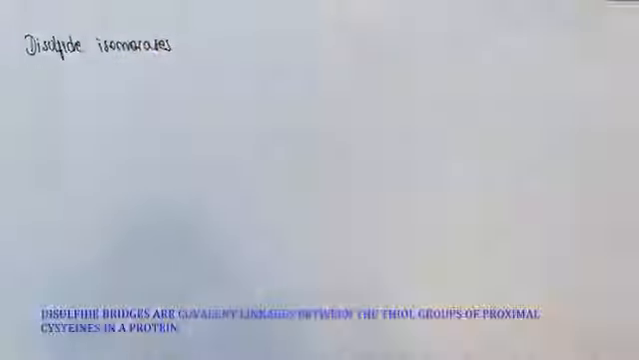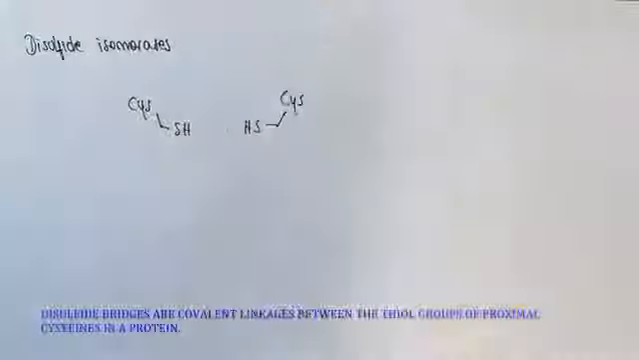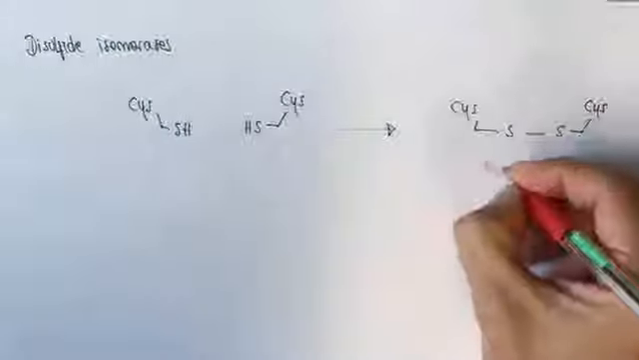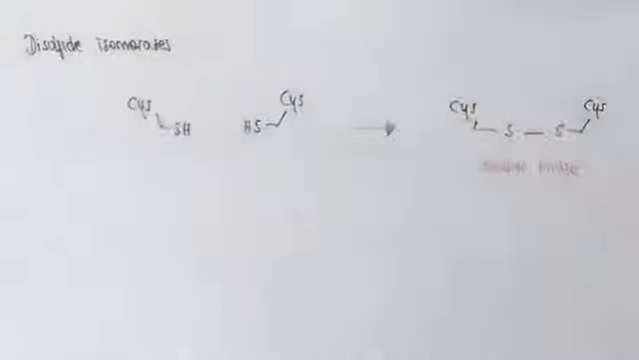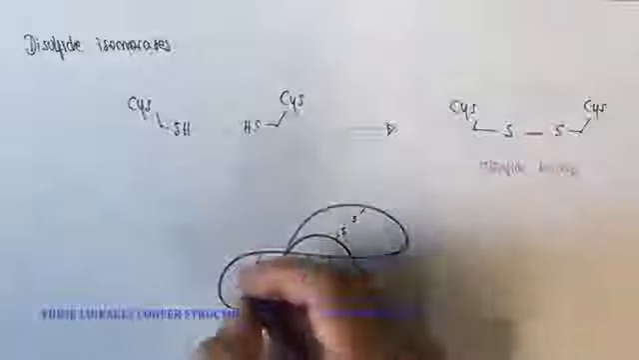Disulfide bridges are covalent linkages between the thiol groups of proximal cysteine residues in a protein. These linkages confer structural stability to the protein.